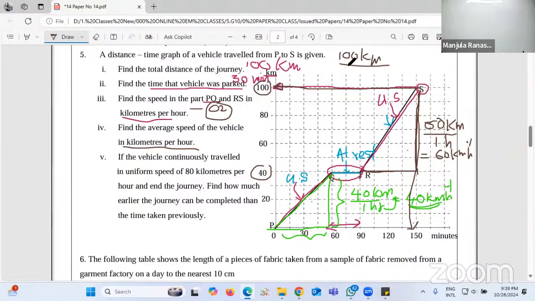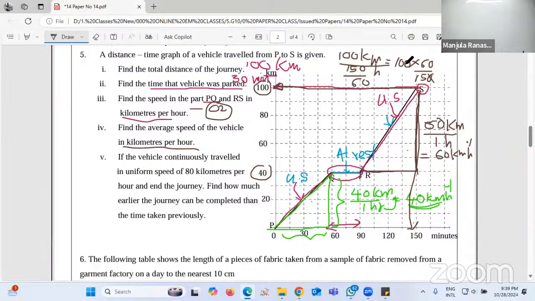hours. How to convert to hours? Just divide by 60. 150 divided by 60, then hours. Now fraction under fraction, how to simplify? Just keep 100 there, multiply with the reciprocal of the second fraction. Reciprocal means 60 goes to the top and 150 goes to the bottom.